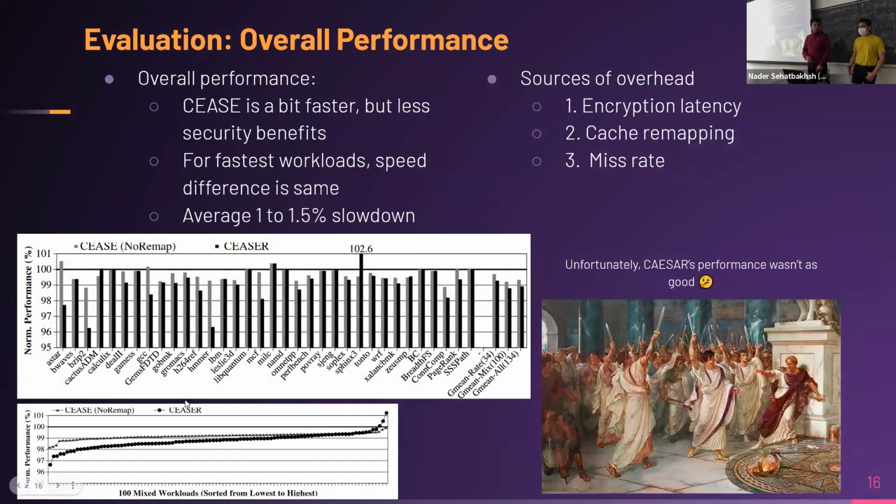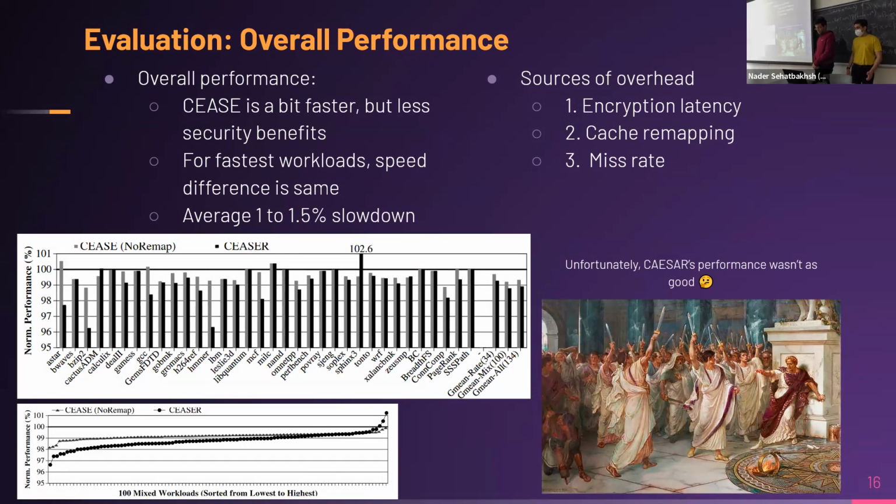While we talked about security benefits, we can now talk about the overall performance. CEASE is a bit faster, but it has less security benefit, as we saw in the previous slide. For the fastest workloads, the speed difference is about the same. If you look at the diagram at the bottom, on the right half, you can see that both CEASE and CEASER are at almost the same performance. For some workloads they can be a bit slower, but on average we see a 1 to 1.5% slowdown. There are 3 main sources of overhead: one is the encryption latency, one is the cache remapping interval, and the third is the miss rate.